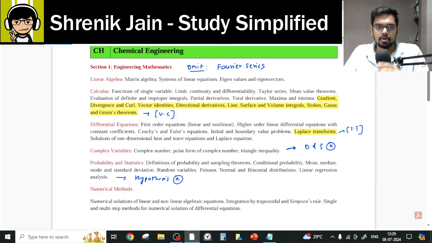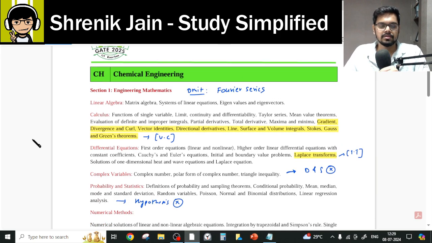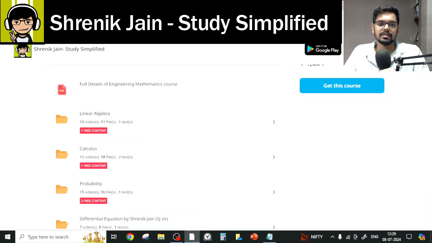Now talking about your syllabus, IIT Roorkee has announced the official syllabus for 2025. So this is your chemical branch syllabus. First of all, you might see 1, 2, 3, 4, 5, 6 chapters. So you may be thinking, oh, just 6 chapters out of 8. No, that's not true. Why? Let us see step by step.